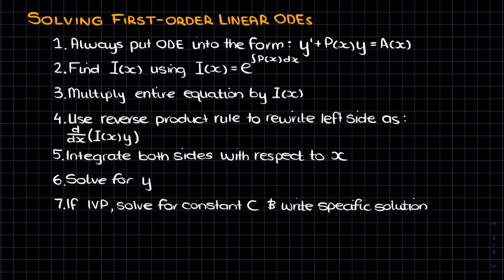Today we're going to be looking at two examples of using the integrating factor method to solve first-order linear ODEs. The two most common mistakes people tend to make are forgetting to do step 1, which is to rewrite the ODE into the correct form where y prime is by itself, and step 2, in the case where the ODE takes the form of y prime minus p of x, y equals a of x, they tend to use p of x and not minus p of x when finding the integrating factor.